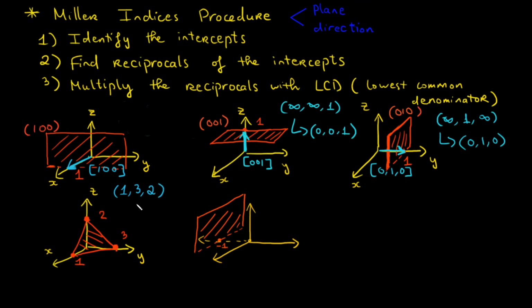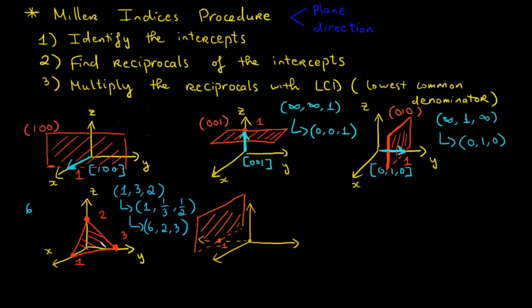And now let's find the reciprocal. So reciprocal of 1 is 1, reciprocal of 3 is 1 over 3, and reciprocal of 2 is 1 over 2. And now we can find the LCD of this case. So the LCD of this case is gonna be 6. So you're gonna multiply those reciprocals with the LCD number 6. So you're gonna have 6, 2, and 3.